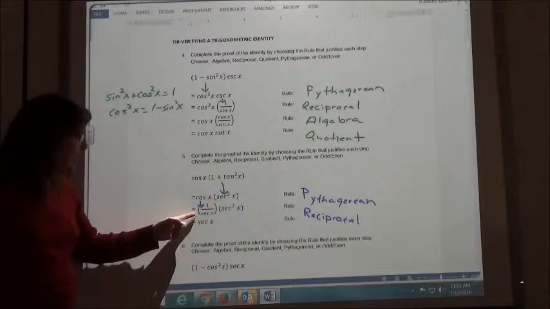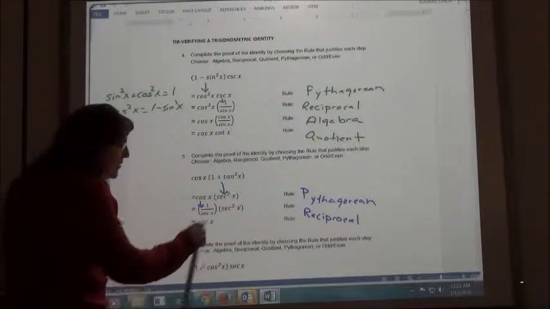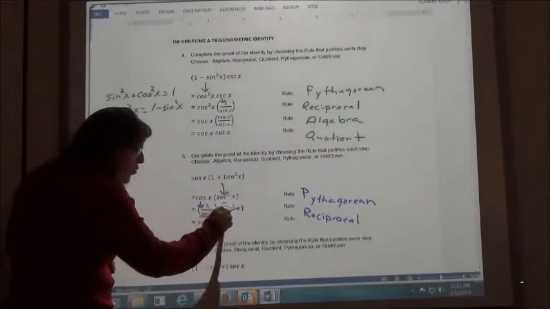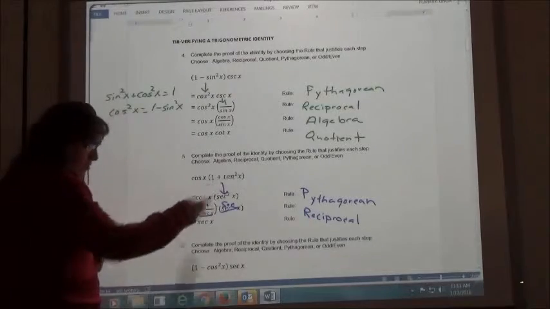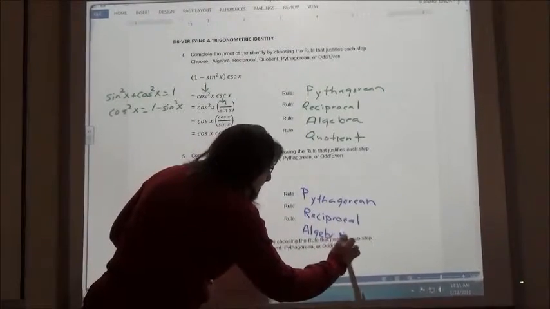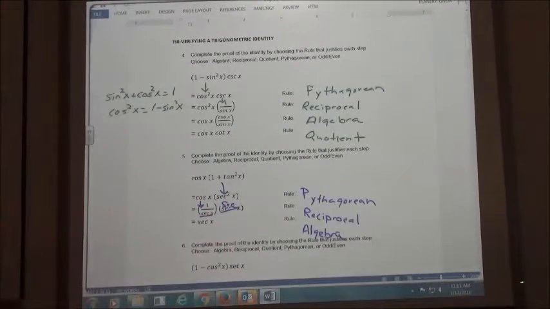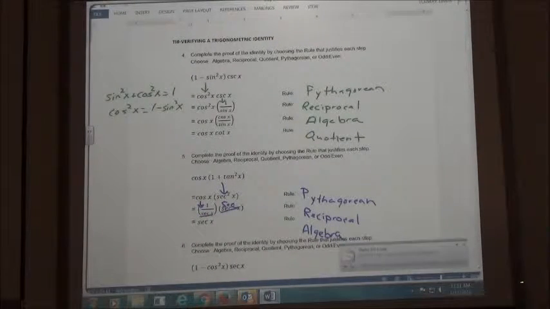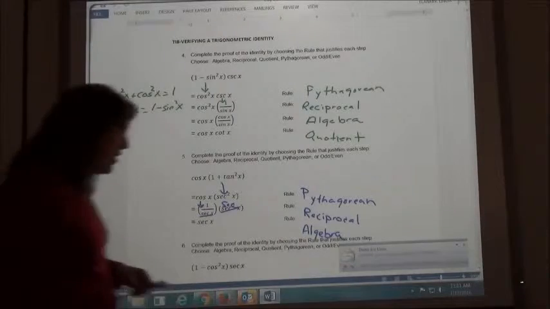And then the last thing they did here is they just basically canceled the secant with the secant squared, leaving you the secant. So they just did algebra. So my first rule, I did the Pythagorean identity, then I did a reciprocal identity. The last thing I did is just straight algebra.